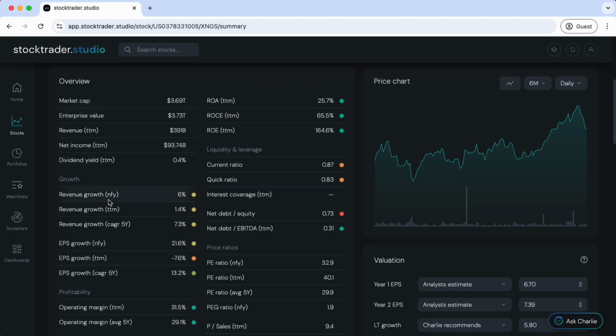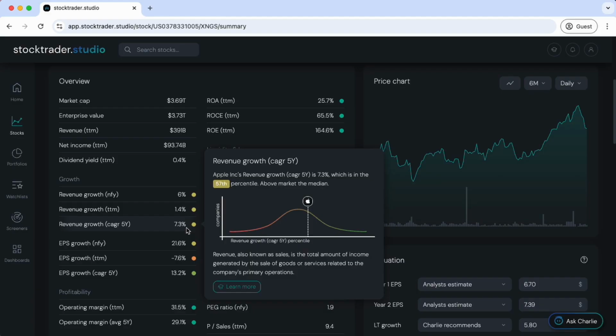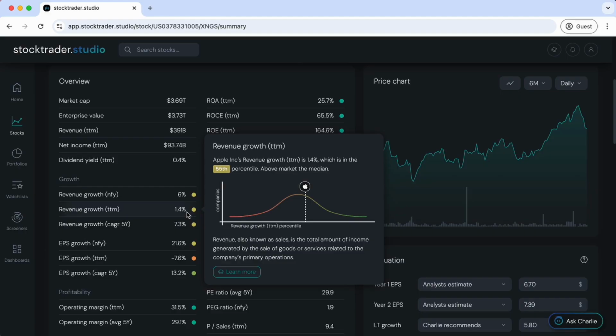I start with revenue and earnings. I make sure the company is profitable and shows a past history of growth and promising future prospects as estimated by analysts. This is telling us that over the past 5 years, Apple has achieved a compound annual growth rate of 7.3%, while over a trailing 12-month period, its growth has only been 1.4%. This tells us that the company growth has recently started slowing down compared to previous years.